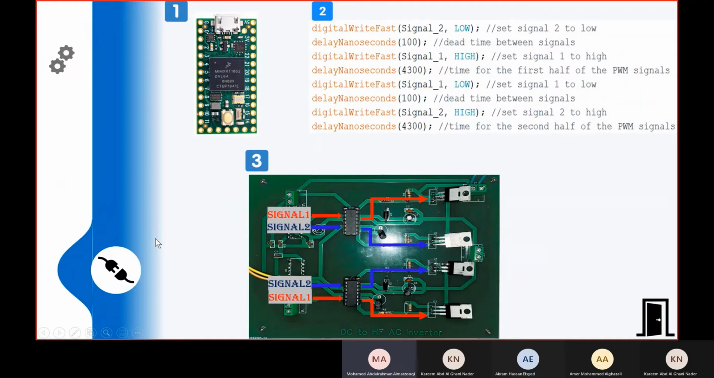And moving to the microcontroller, the first picture shows the microcontroller, and the second picture shows the code that demonstrates the operation of the circuit. With the microcontroller, we generate the two signals. Picture number 3 shows the two signals, which are the input of the MOSFET driver that controls the gate of the MOSFET.